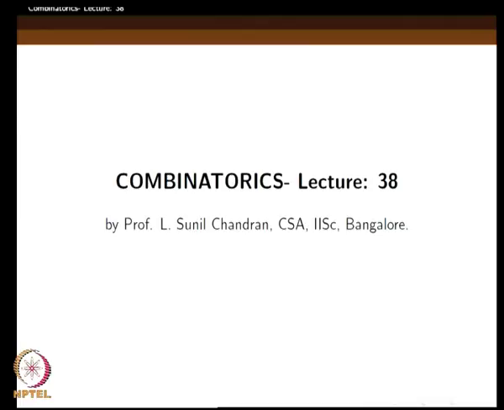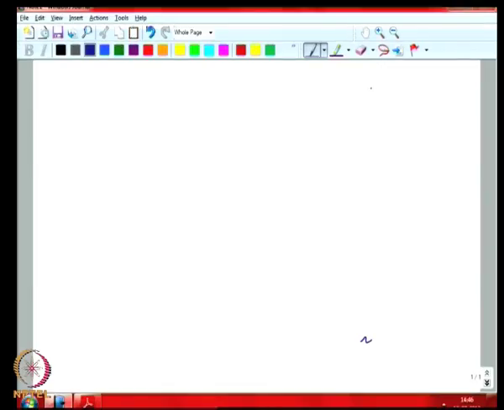In the last class we were discussing the Catalan numbers and balanced parentheses. If there are n pairs of brackets, we saw that the number of ways to arrange them in a balanced way is the Catalan number, namely C_n = 1/(n+1) times 2n choose n.